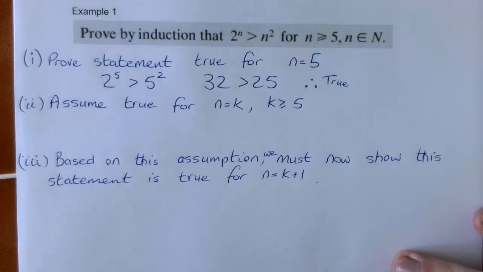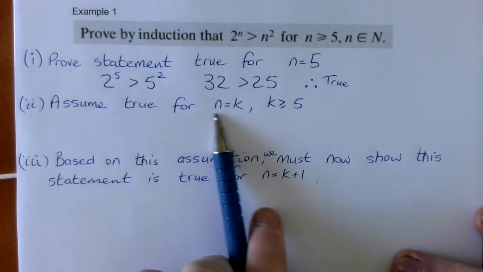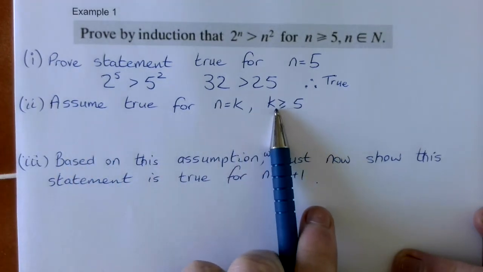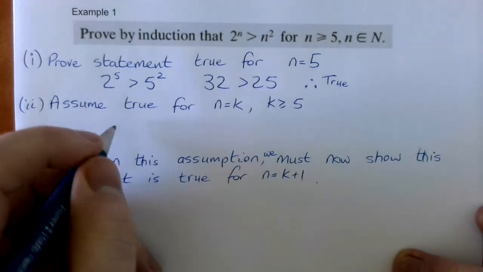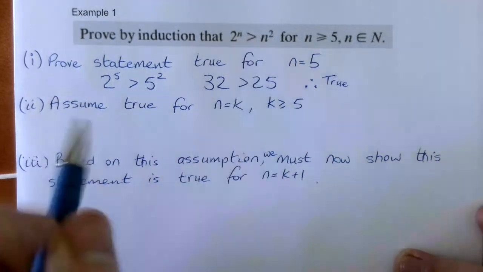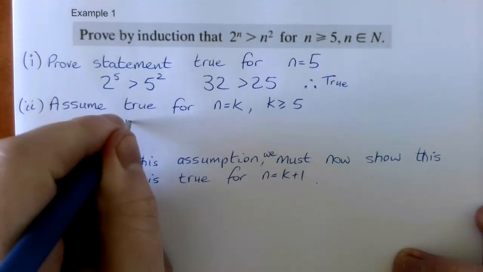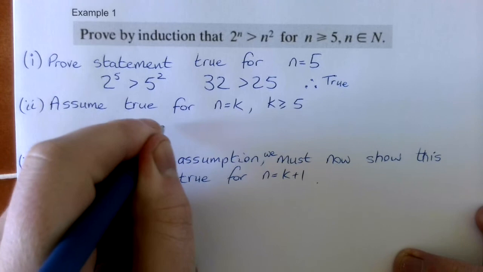Okay, so the next one we have to do is assume true for n equal to k, where k is greater than or equal to 5. So everywhere we see n, we're going to change it to k. So it's going to be 2 to the power of k is greater than k squared.